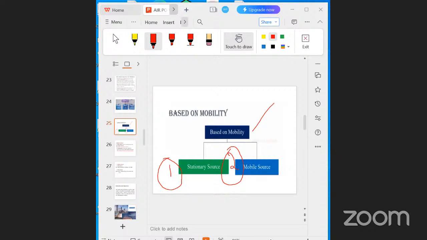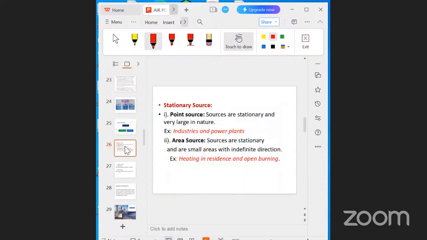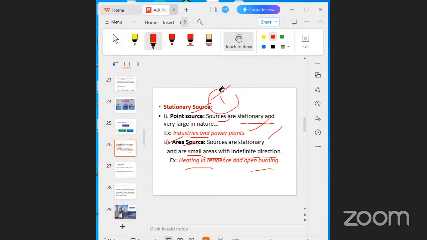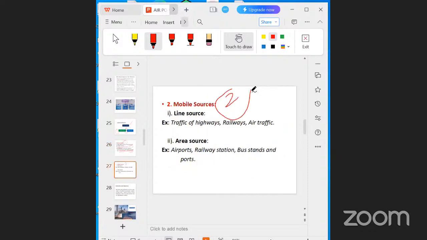Stationary sources are also divided into two types. The first one is point source and the second one is area source. Point source means sources that are stationary and very large in nature. Examples are industries and power plants. Area sources are stationary sources in small areas with indefinite directions. Examples are heating in residences and open burnings. So this is stationary, and the second one is mobile source.